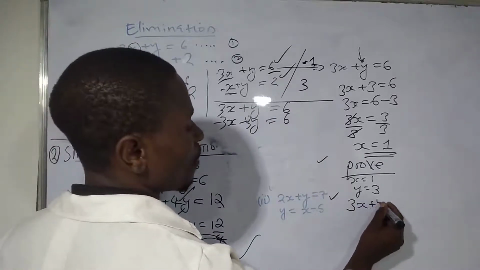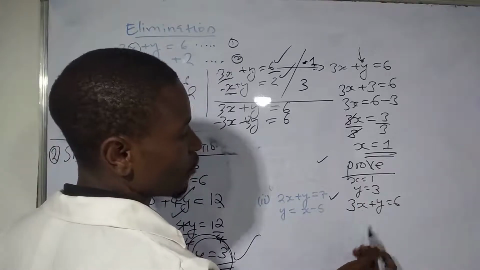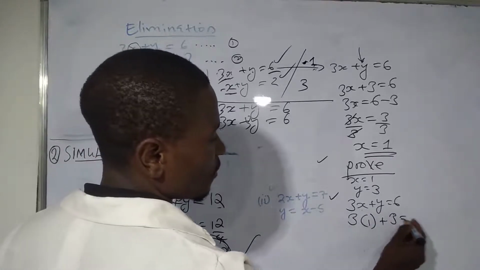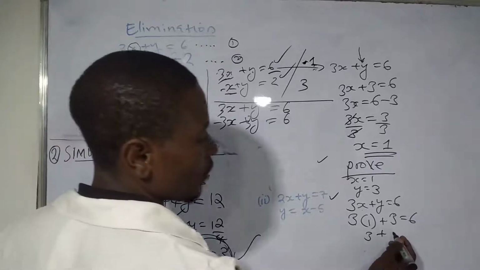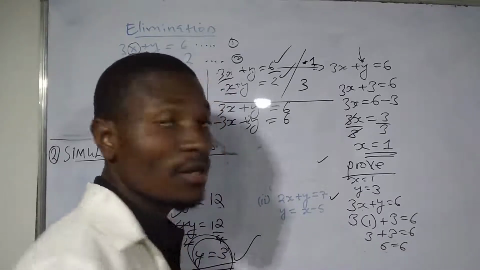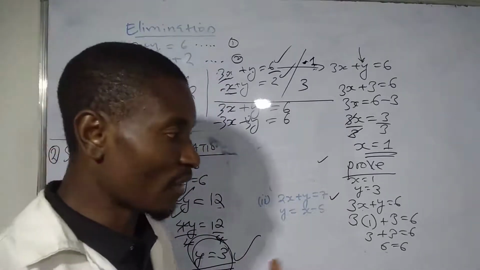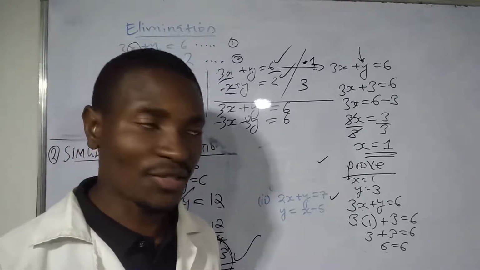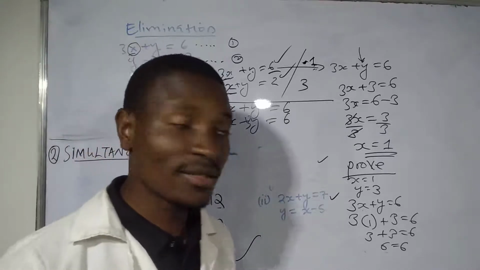3x plus y equals to 6. So where there is x, I put 1. Where there is y, I put 3. So this is going to be 3 times 1 plus 3 equals to 6. This times 1 is 3. Then 3 plus 3, 6 equals to 6. So now we see that our values are able to prove that whatever we get on the left hand side is also what we are getting on the right hand side. So just know that your answers, the values of x and y, are correct and you have answered it correctly.